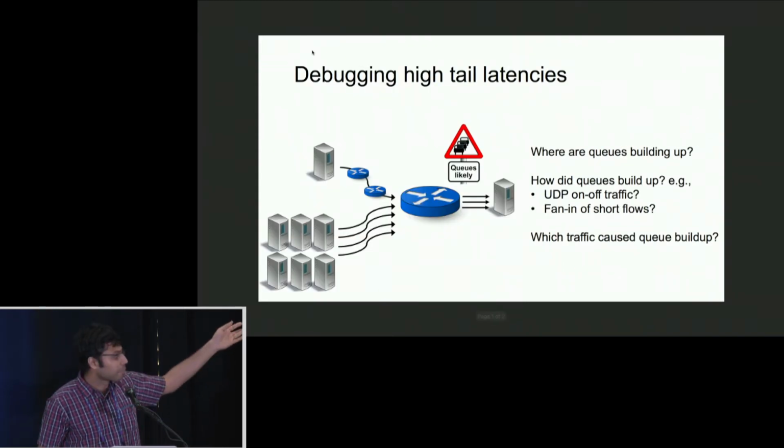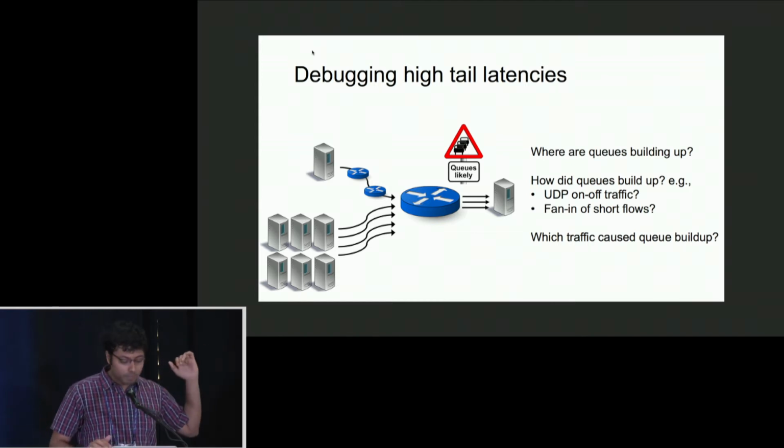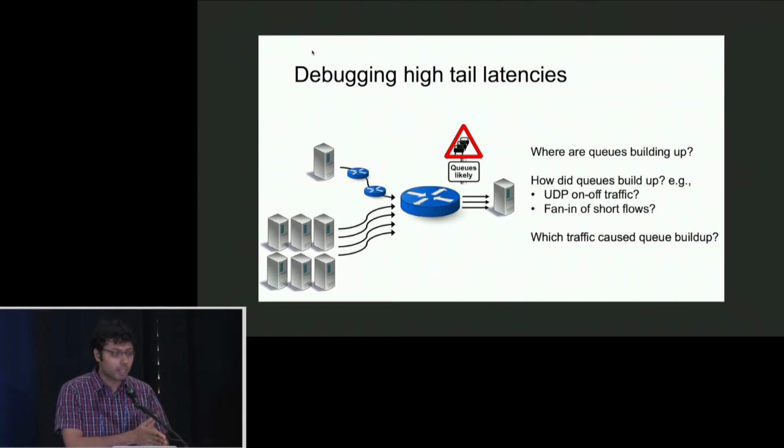As a concrete example, I'll be walking you through an example where we debug this problem of high tail latencies, where you have two traffic sources that are contending at a single queue, where one of them is a bursty UDP source and another one is a TCP RPC that's downloading a small-sized object.